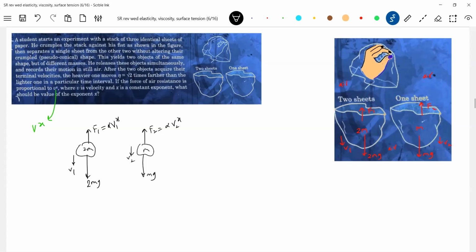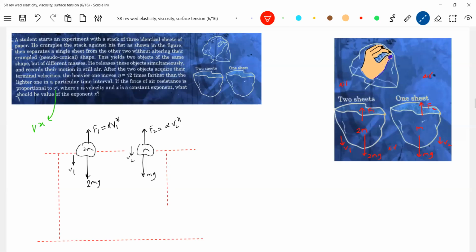He has given some information, the root 2 times. So in a given time, initially I too thought something big, but the question is asked in a very simplified way. You need not draw so many diagrams. Just for explanation purpose, I had to take help of all this. It says after the 2 objects acquire their terminal velocities, the heavier one moves root 2 times farther than the lighter one in a particular time interval.